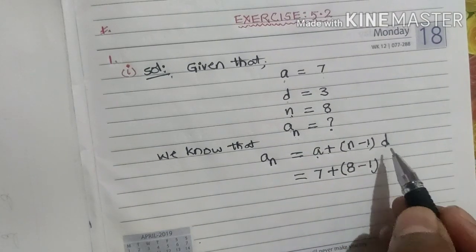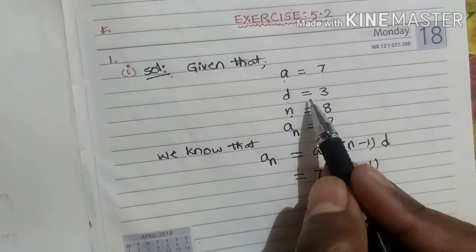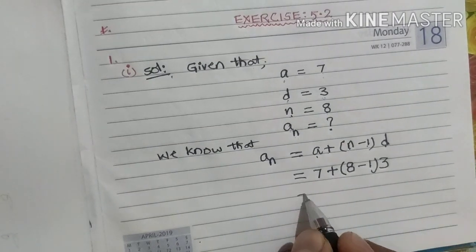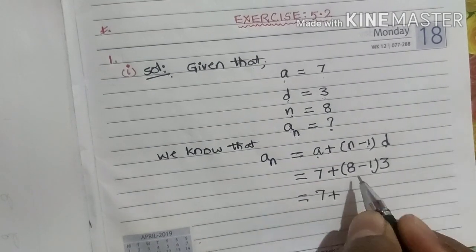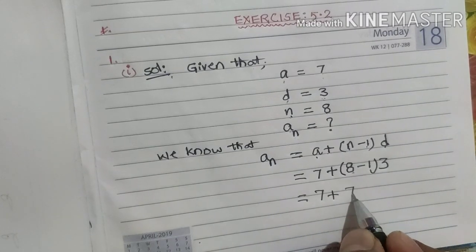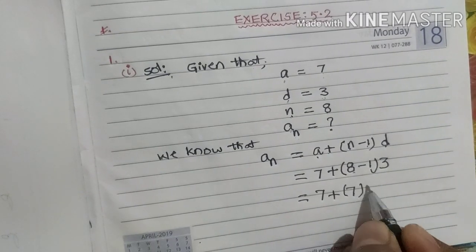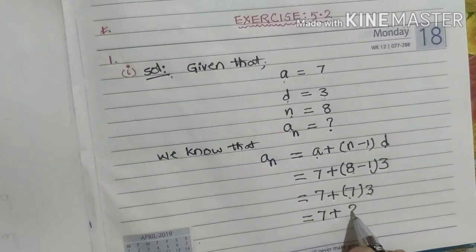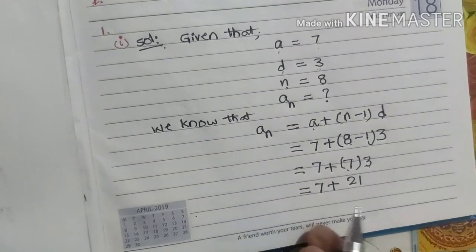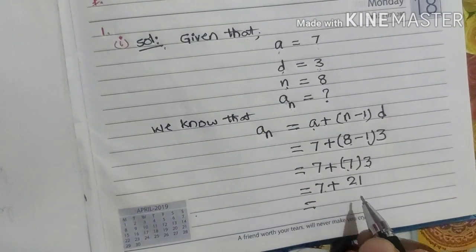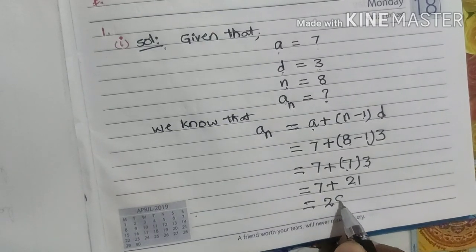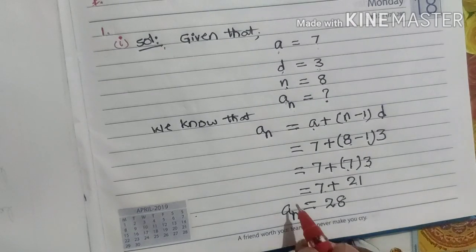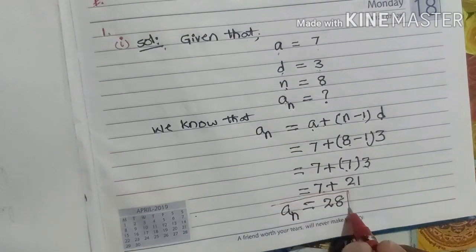Next d, d for common difference. Here the d value is 3, so you can write 3 here. Next step, 7 plus 8 minus 1. What is 8 minus 1? 7. And multiplied with 3. Further you can write 7 plus 7 into 3, that is 21. Next step, 7 plus 21 is 28, which is equal to a_n. Finally you can conclude that a_n value is 28.